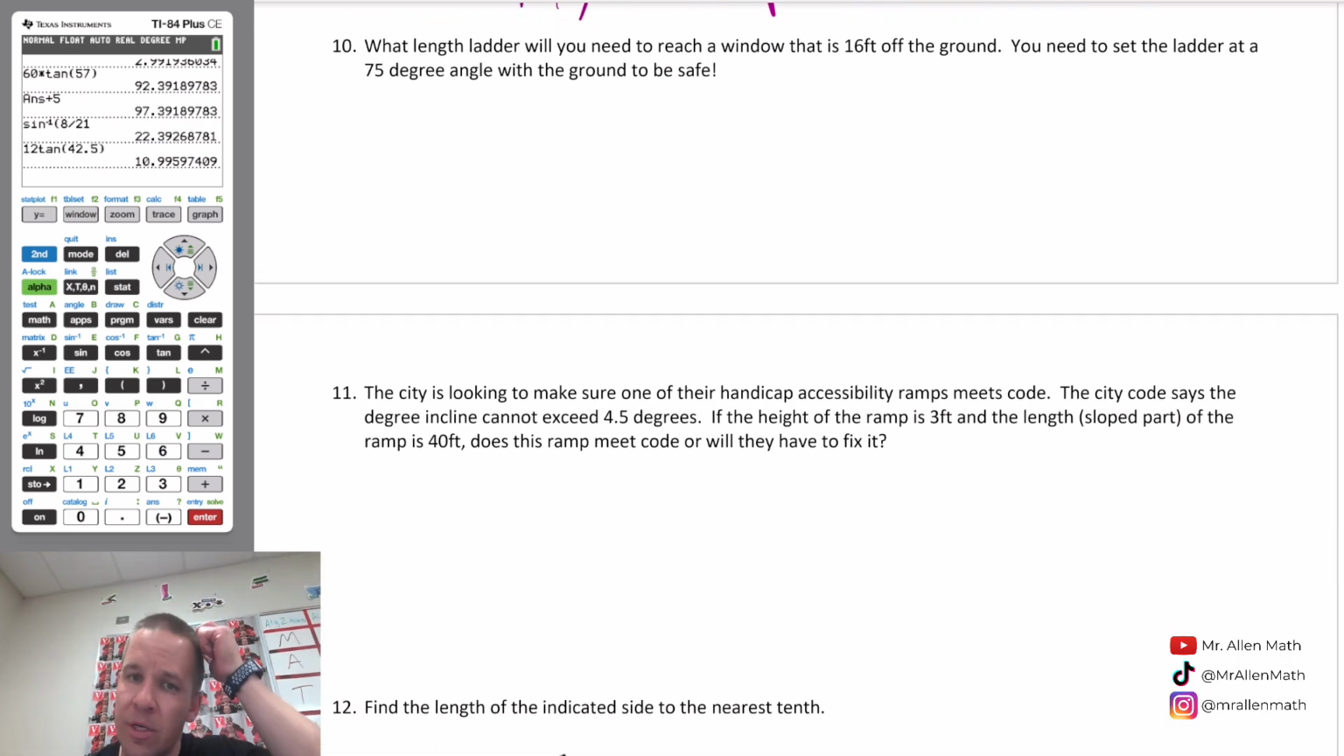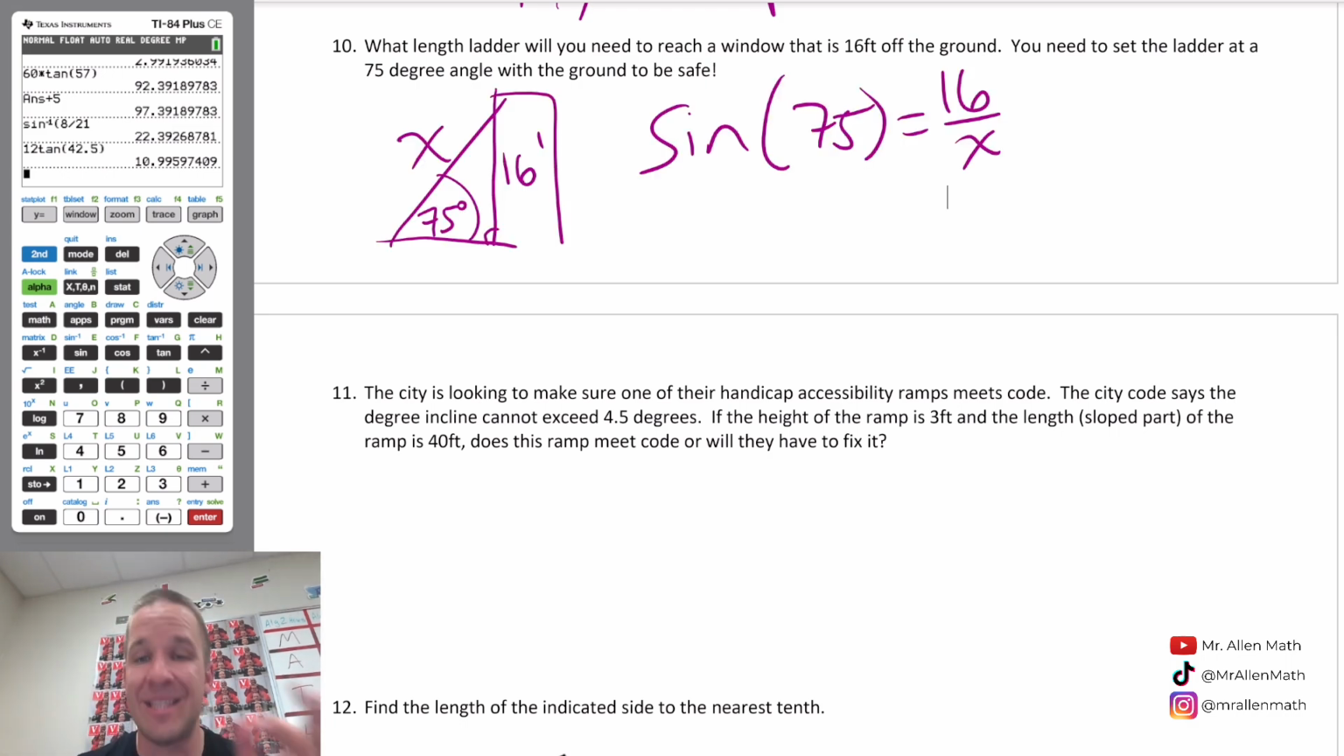What length ladder will you need to reach a window that is 16 feet off the ground? You need to set the ladder at a 75-degree angle with the ground to be safe. So try and set it up, solve it. I'm going to hit pause for a sec here, and then you can hit play when you're ready. Pause. So here's my setup for this one. I got 16 as my opposite side. That's the height where the window would be. And I want to know the length of the ladder, so that's my hypotenuse.